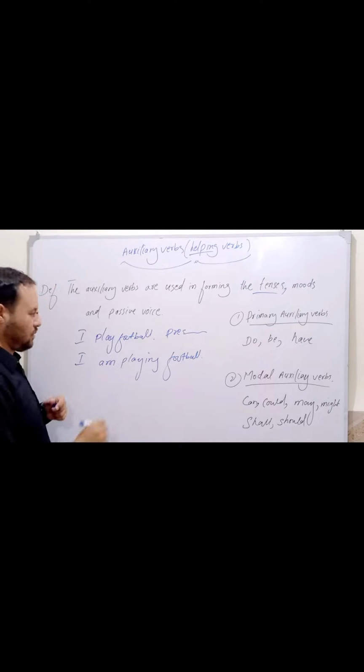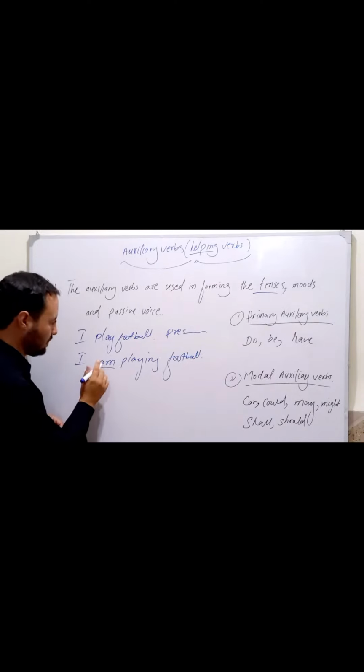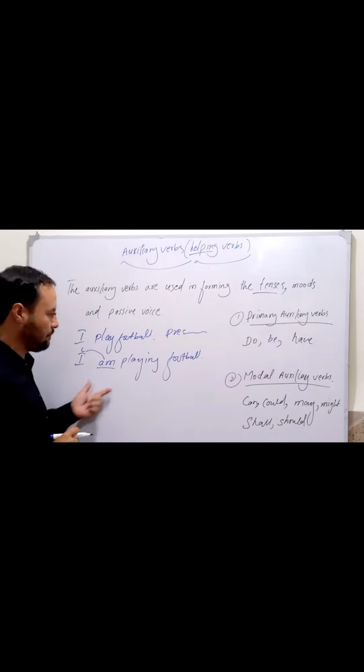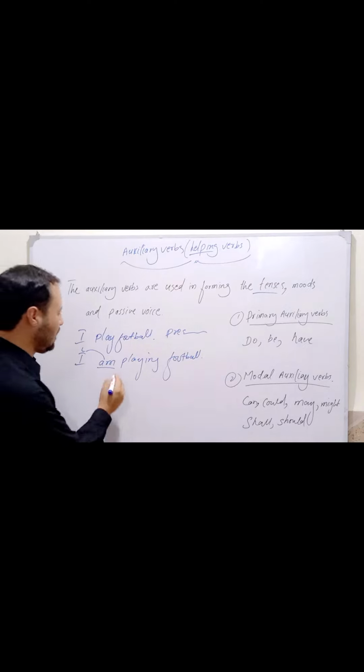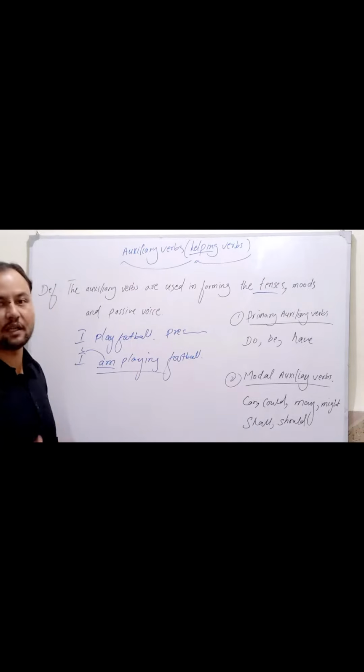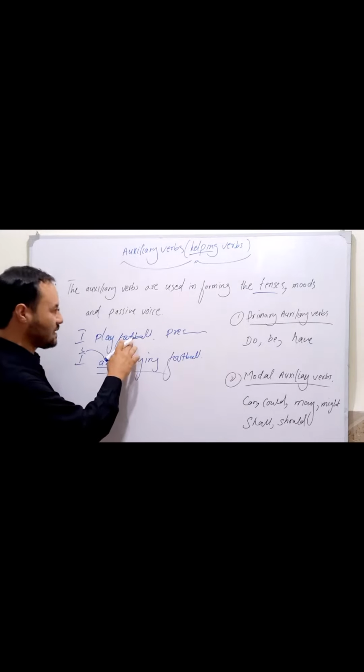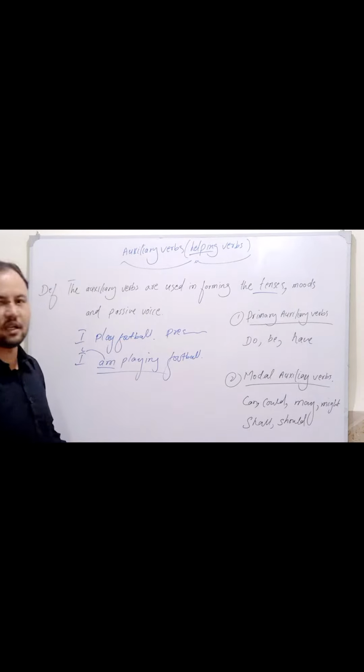I am playing football. Over here, I have used an auxiliary verb. Obviously, with I, we use am. I am playing football. Now the tense has totally changed into present continuous tense. Here it was present simple tense. Now it is present continuous tense.